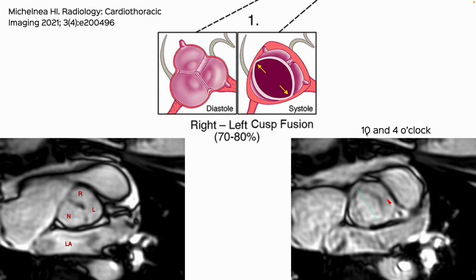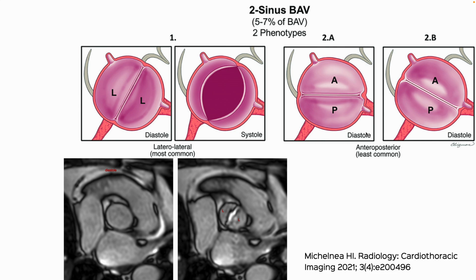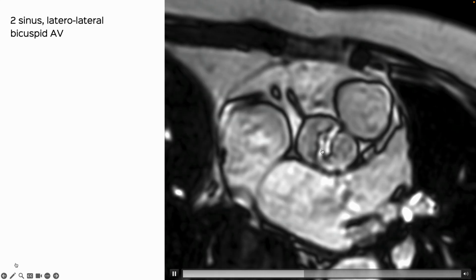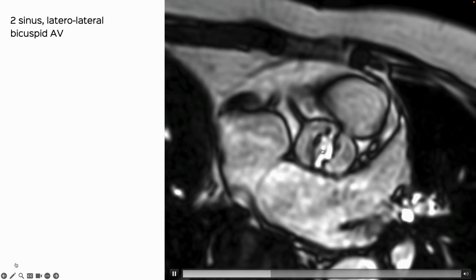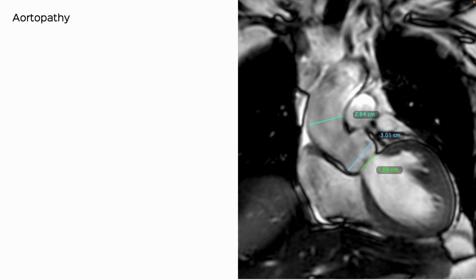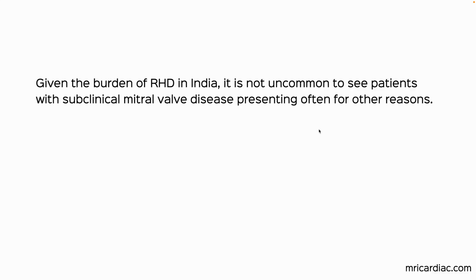And then you have to find further subtypes. If it's 3 sinus, you figure out whether it's right-left fusion or not. But when it's 2 sinus, you need to figure out whether it's lateral or antero-posterior. And clearly this patient has a lateral 2 sinus bicuspid aortic valve, and that's how you'd be able to classify it. And so when you add all of these things together, you can put in here that it's a 2 sinus lateral. The last thing left is the aortopathy. So you would give all the measurements at the annulus, the root, the ascending aorta, etc., which, if the patient is going in for corrective surgery, would be important as well.